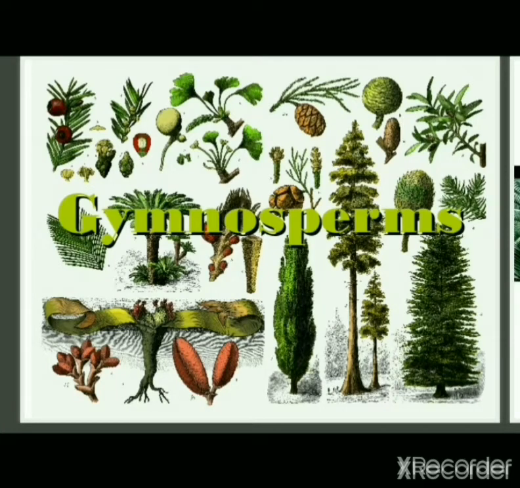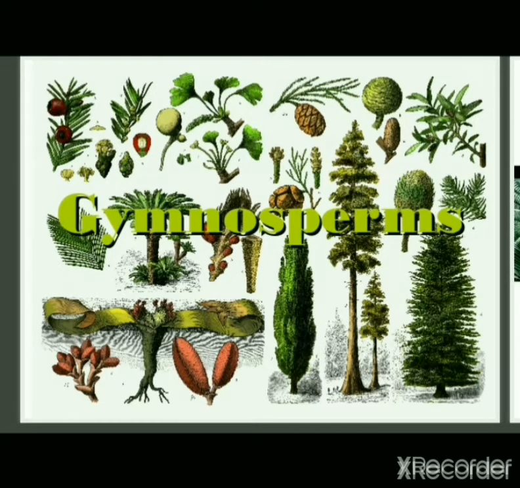Hello student, today I will talk about a topic related to class 11 biology, chapter number 3, Plant Kingdom, and the topic name is gymnosperms. Gymnosperms come after the pteridophyte plants, which means they are more developed than the pteridophytes.